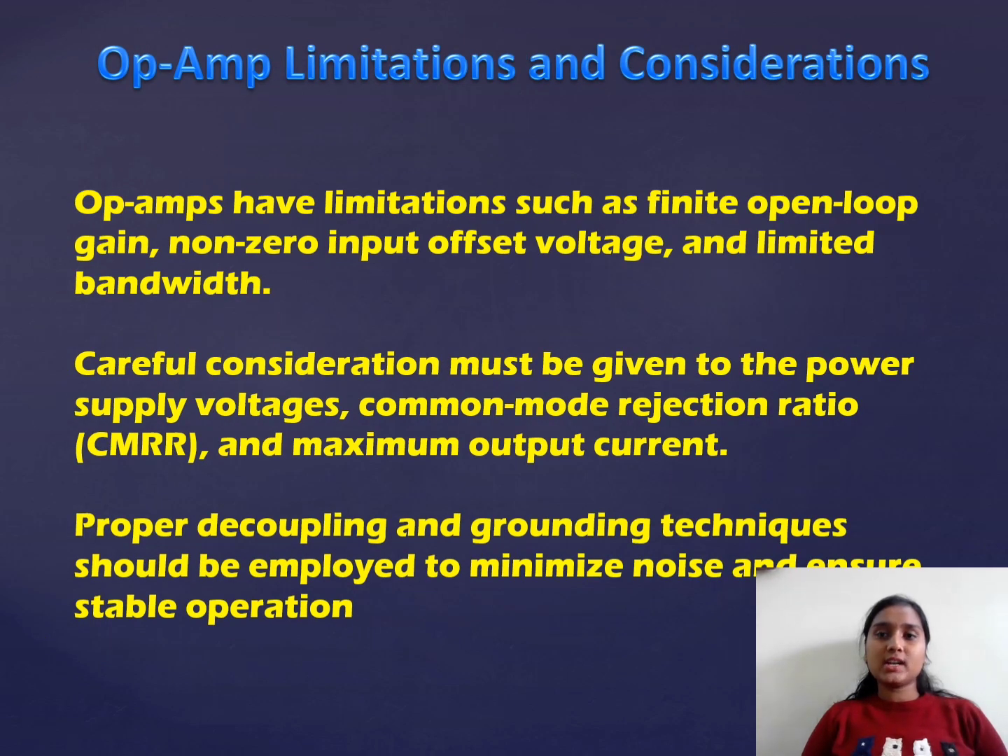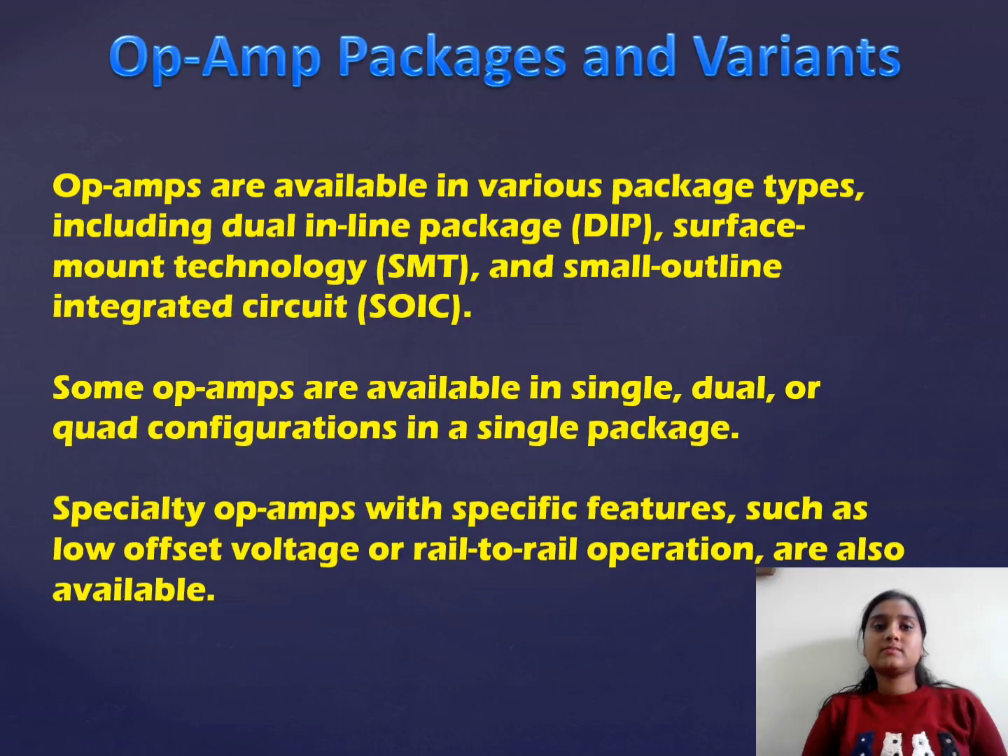Op-amp limitations and considerations. Op-amps have limitations such as finite open loop gain, non-zero input offset voltage, and limited bandwidth. Careful consideration must be given to the power supply voltages, common mode rejection ratio, and maximum output current. Proper decoupling and grounding techniques should be employed to minimize noise and ensure stable operation.